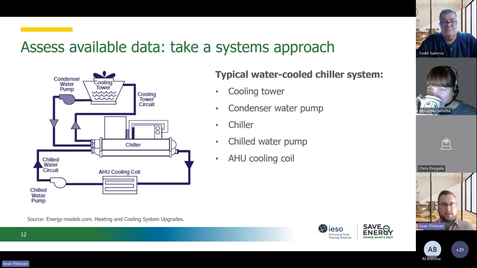So when we are assessing the available data, again, we want to take a systems approach and make sure that the data we're collecting covers the full system and not only just the chiller. So we want to make sure we have information on our cooling tower, our water pumps, both condenser and whatever our chilled water circuit is, if you're using chilled water, and along those cooling loads as well. Here we have a description showing an AHU cooling coil that could be multiple heat exchangers. It could be other pieces of process that require heat removal. So we want to make sure that we cover everything within this, and not just concentrate specifically on the chiller.